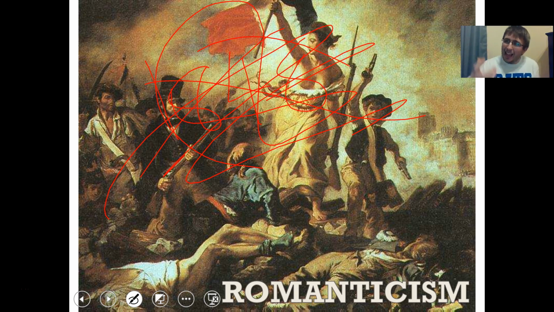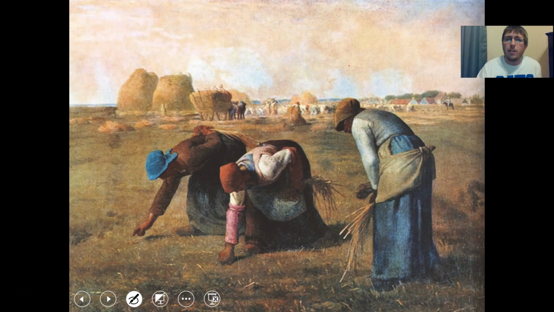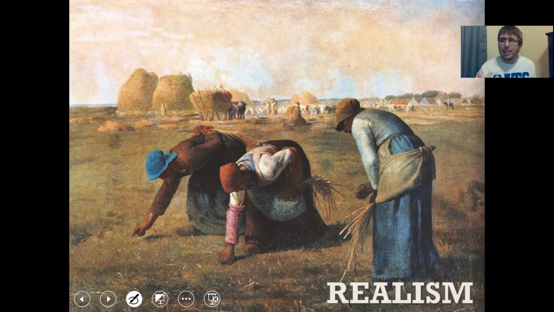Instead of showing what life could be for these liberals and romantics who want change, now art is going to reflect what it is. And that's when we have the artistic movement called realism. In realism, you're going to see a lot of paintings of basically people just doing stuff. It's a realistic look at the world.